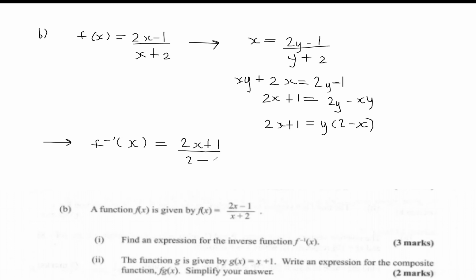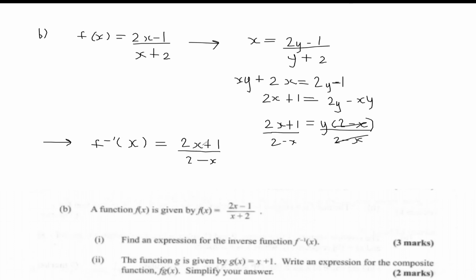If you're wondering how did I get that, remember f inverse is y. If you just divide both sides right here by 2 minus x, that will give you f inverse. So that's all I did, divided both sides by 2 minus x. And then the 2 minus x right here cancels the 2 minus x right here. So f inverse is 2x plus 1 over 2 minus x.